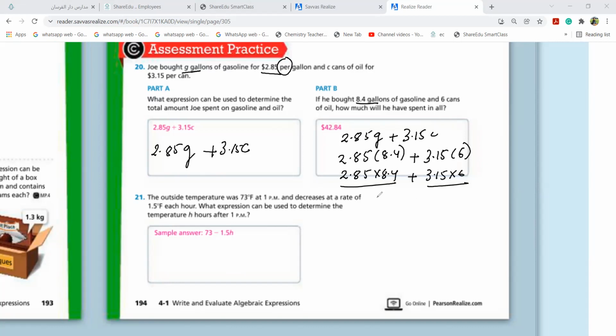So you get, again, if you do all this, what do you get here? I'm sorry, again, tell me 2.85 times 8.4. How much is it? Rital, do you have a calculator? Yalla, wake up and tell me what is 2.85 times 8.4.